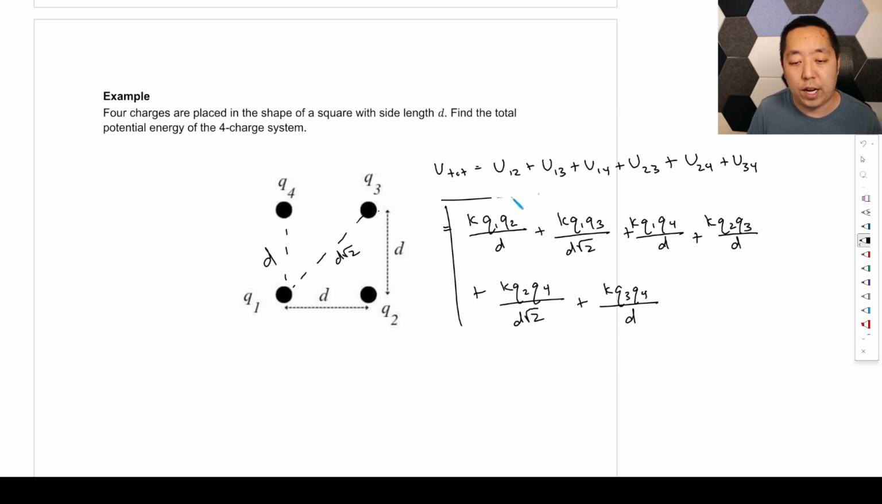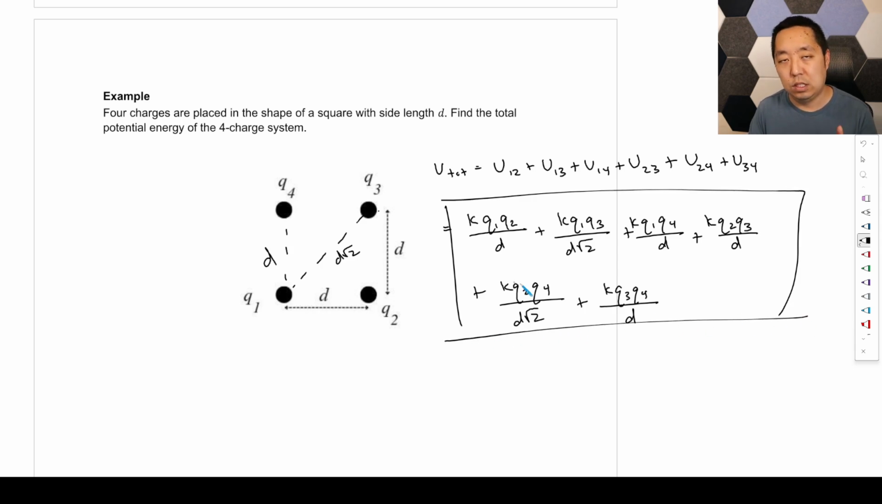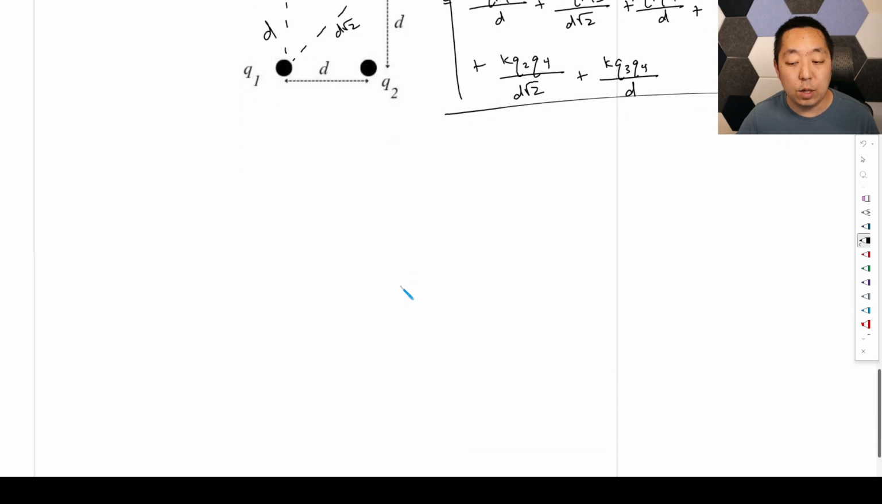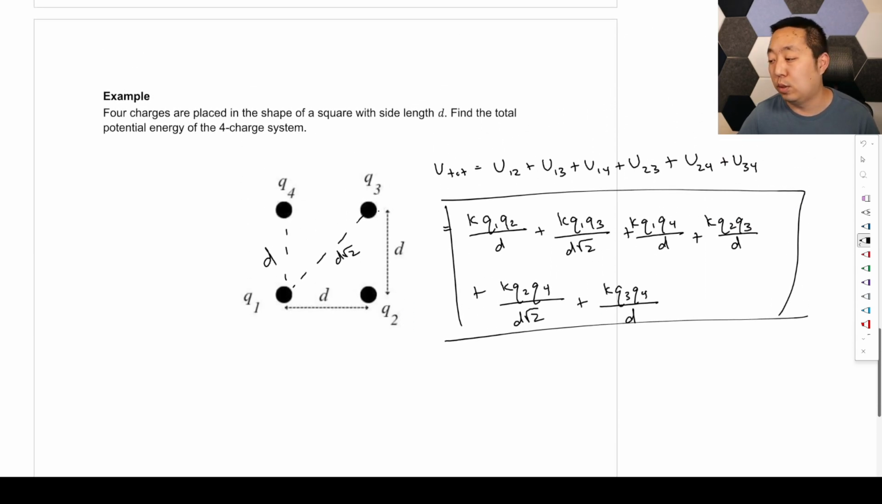And I'm not going to factor. You can only factor out a K and a D. Just leave it like that. Okay, so that's how we calculate the potential energy from multiple charges.